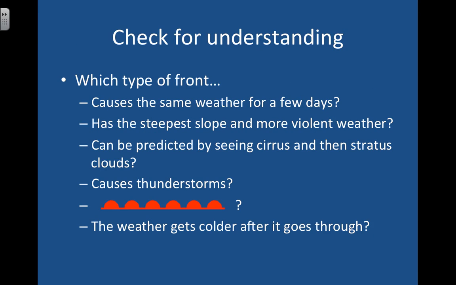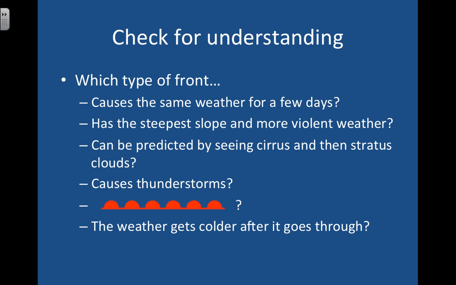So now let's do a quick check for understanding. See if you can figure out which type of front causes the same weather for a few days at a time, which has the steepest slope and the most violent weather, which can be predicted by seeing cirrus and then stratus clouds, which causes thunderstorms, which is that the symbol of, and for which one does the weather get colder after it goes through. Pause and figure it out, and then press play when you're ready for the answers.